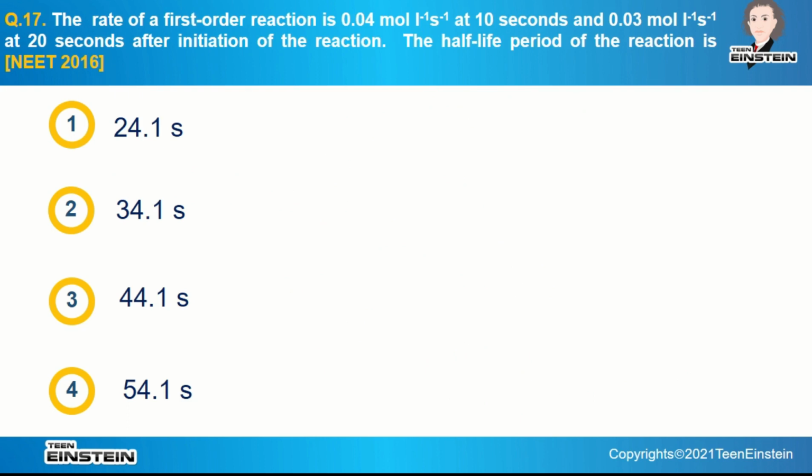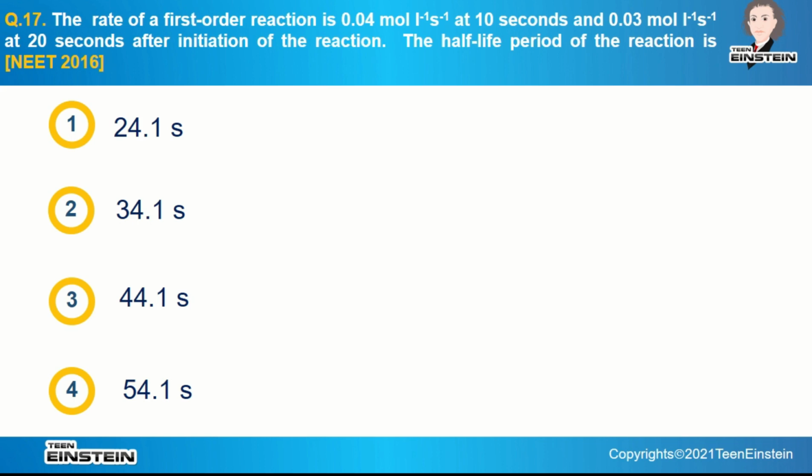Next, move on to the 17th question. The rate of a first order reaction is 0.04 mol L^-1 s^-1 at 10 seconds and 0.03 at 20 seconds after initiation of the reaction. So they gave the rate for 10 seconds and the rate for 20 seconds. So we want to determine the half-life period of the reaction.